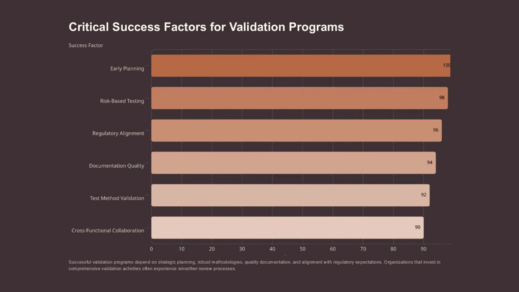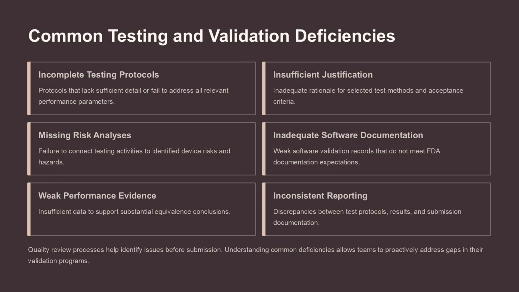Successful validation programs depend on strategic planning, risk-based testing, and regulatory alignment, ensuring smoother review processes. Common deficiencies in testing and validation include incomplete protocols, insufficient justification, and inadequate documentation, which can hinder regulatory approval.